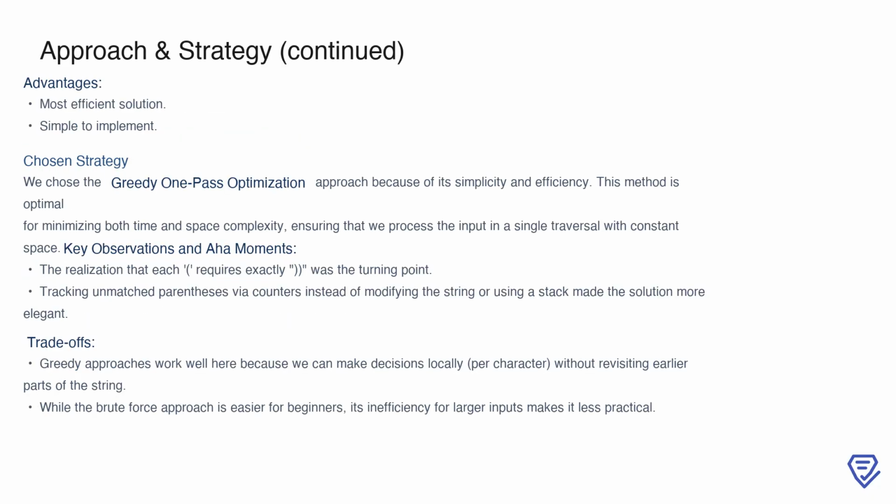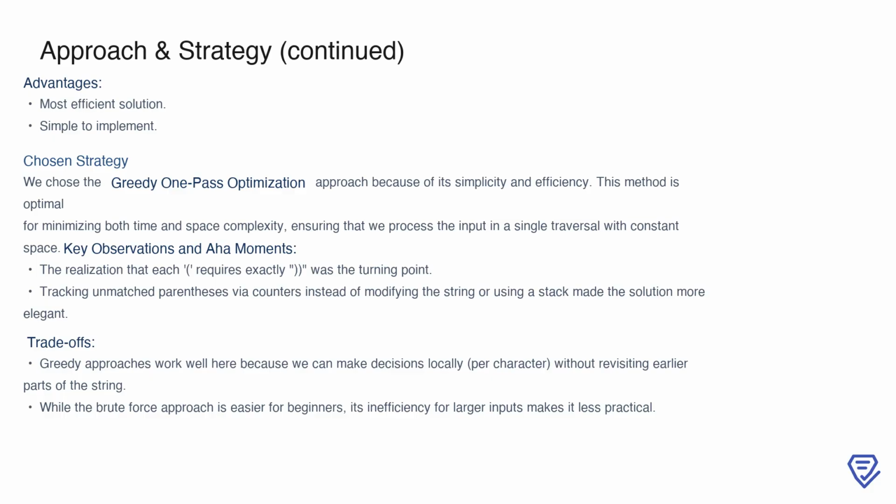One of the key insights that made this approach work was realizing that each open requires exactly two closes to be balanced. The greedy one-pass approach proves to be the most effective solution for this problem due to its simplicity and optimal resource usage. By processing the input in a single traversal and using constant space, it strikes the perfect balance between clarity and efficiency. Additionally, replacing stacks or string reconstruction with counters made the solution both elegant and fast.